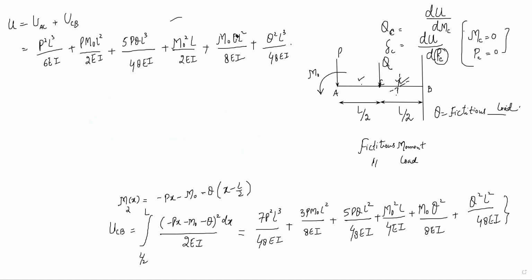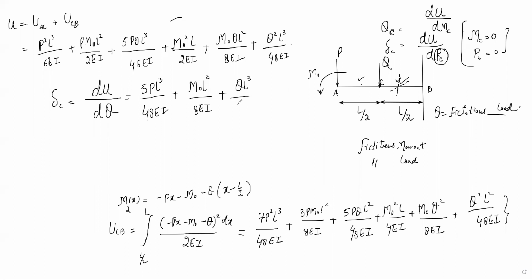In order to find the deflection at point C, we'll directly write that the deflection at point C will be equal to dU by dQ, the differentiation of total strain energy with respect to the load at point C, that is Q. Once we perform dU by dQ, it comes out equal to 5PL cube by 48EI plus M naught L square divided by 8EI plus QL cube by 24EI.